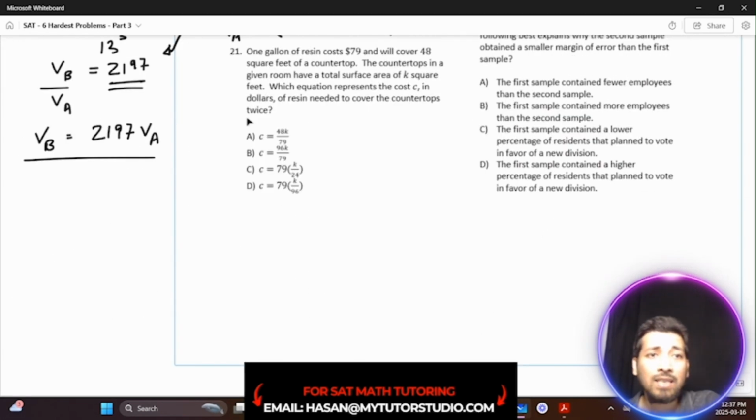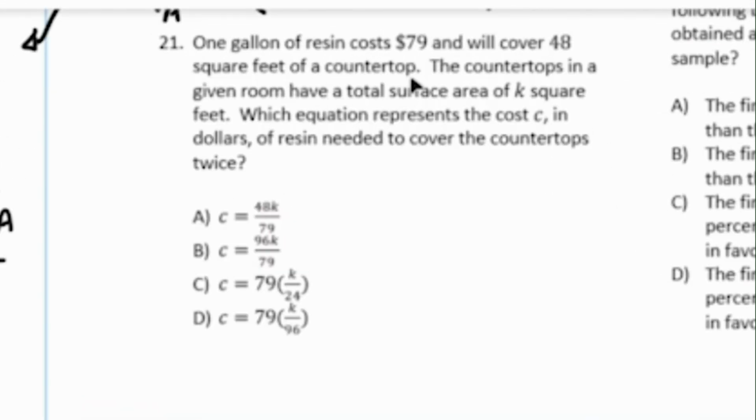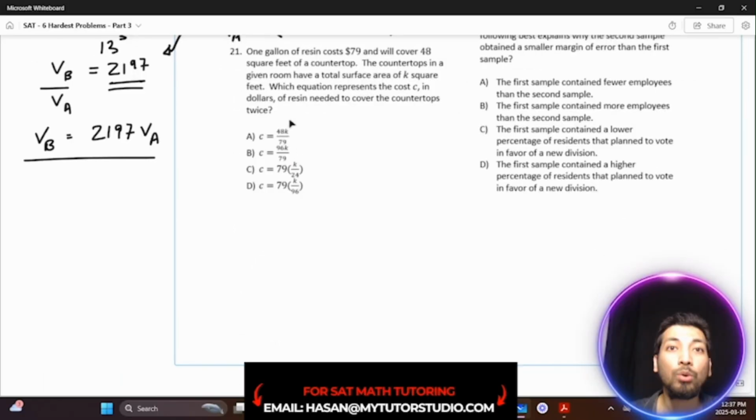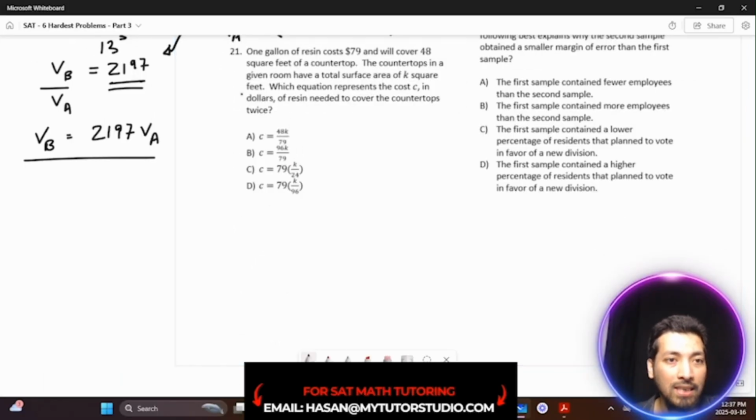All right, now let's move on to problem number 21. The problem statement says 1 gallon of resin costs $79 and will cover 48 square feet of a countertop. The countertops in a given room have a total surface area of K square feet. Which equation represents the cost C in dollars of resin needed to cover the countertops twice? So this is one of the key words that we need to highlight.